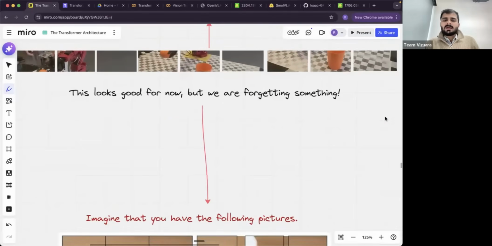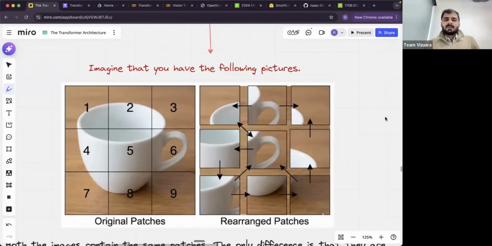So we can understand this using a nice example. Imagine that you have these two images. This image has 9 patches and this image also has 9 patches, so the number of tokens is the same. And the second image is just a rearranged version of the first image. So the token embeddings are also the same for both images. If you look at the entirety of the token embeddings as a set, that set will be exactly the same for both these cases.